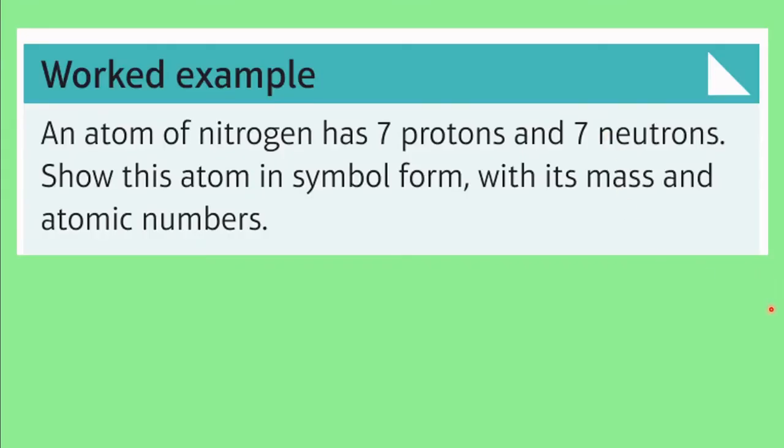So an atom of nitrogen has 7 protons and 7 neutrons. Show this atom in symbol form with its mass and atomic numbers. Have a go at this question.